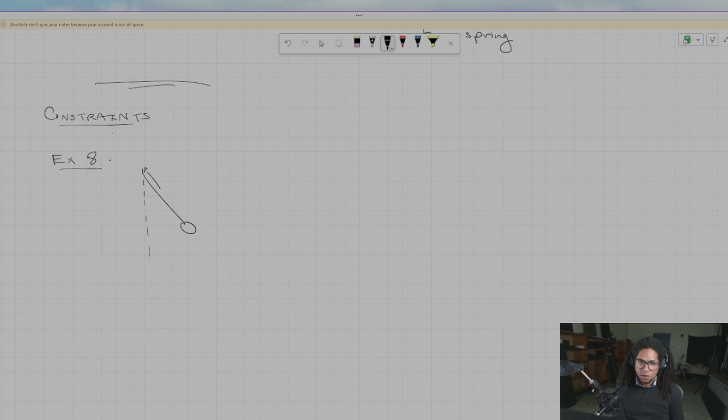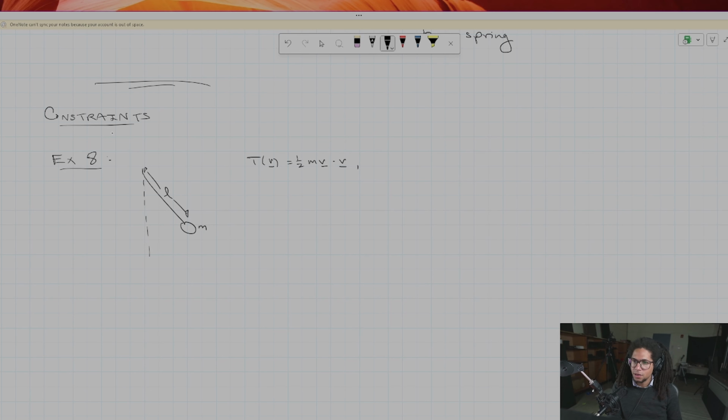We'll say that the pendulum has length L and mass M. Now, I can write down T of V, which is 1/2 m v dot v for this 2D problem. And U of R is just mgy. I'll let this be the y direction and this be the x direction.